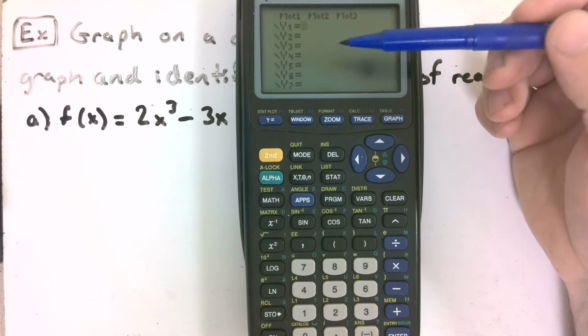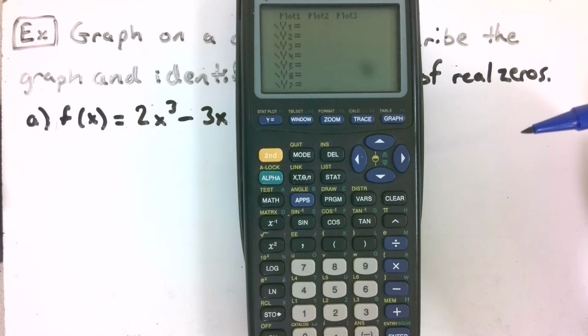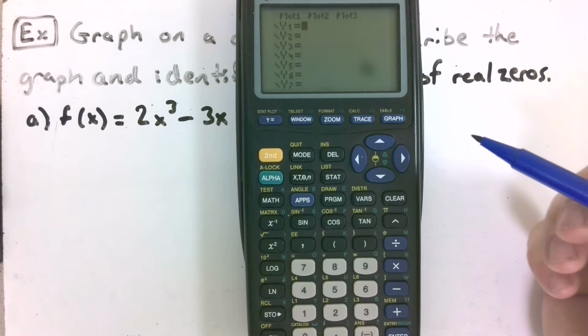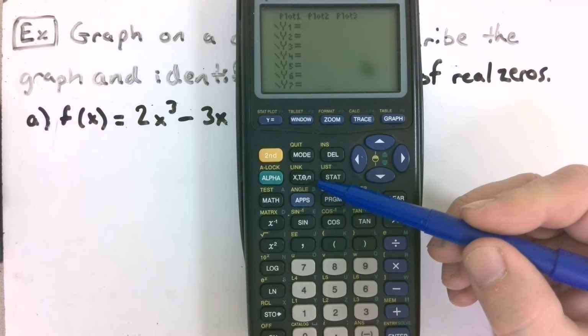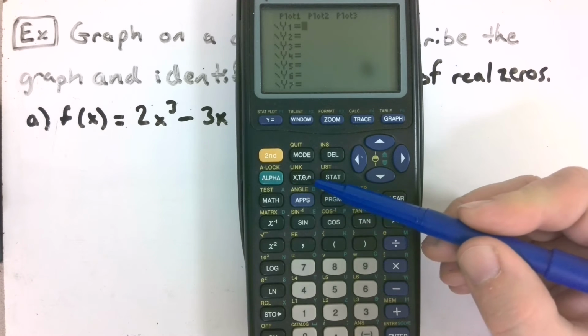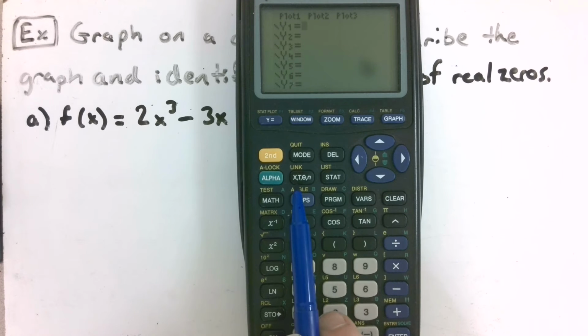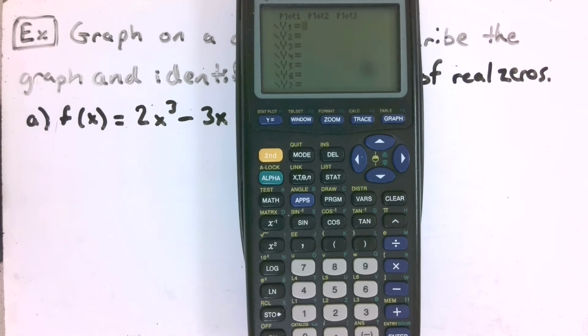To do that, we are going to need to know where we can find an x. There's a couple of different places. The most common one is here, this button next to the alpha button. On this button there is an x, a capital T, a circle with a line through it, which is the Greek letter theta, and a lowercase n. Depending on what mode you have your calculator on, when you press that button, you'll get one of those options. Typically, we just tend to use x for this course.